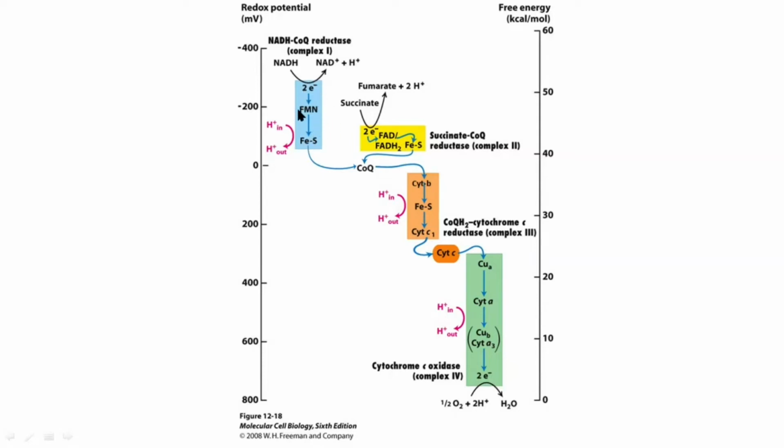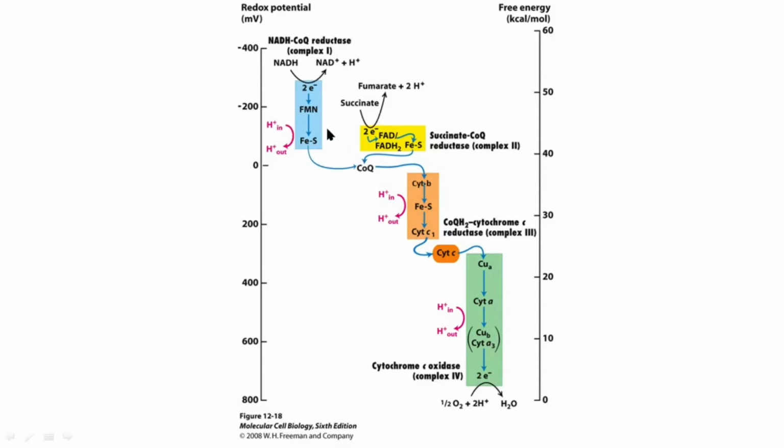The name of complex 1 you already know, it is NADH dehydrogenase because it is going to remove hydrogen from NADH. Another name for this enzyme is NADH coenzyme Q reductase because after removing electrons or hydrogen from NADH, it is going to pass on those electrons to coenzyme Q and reduce this coenzyme Q. That is why it has acquired this name NADH coenzyme Q reductase. Now let's see what happens within this complex.